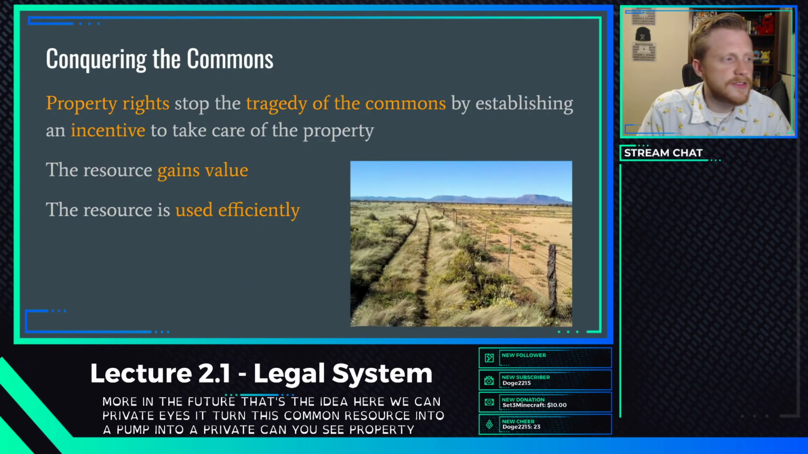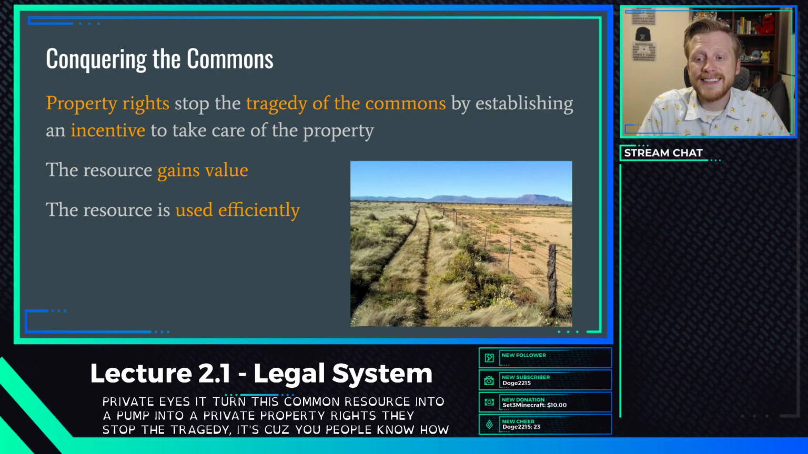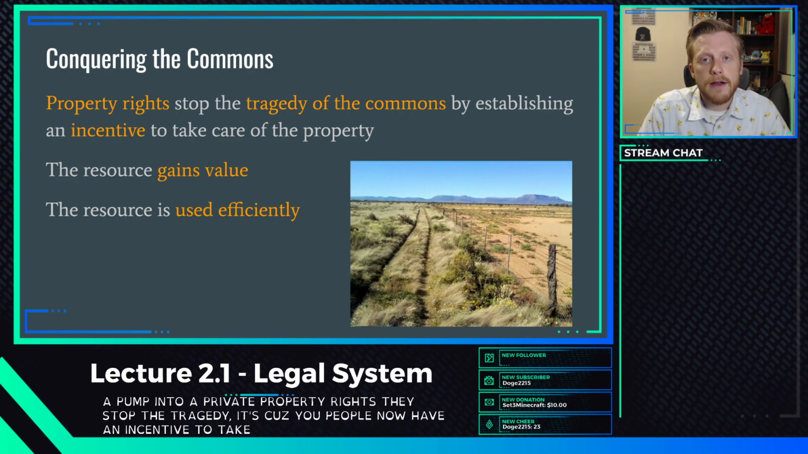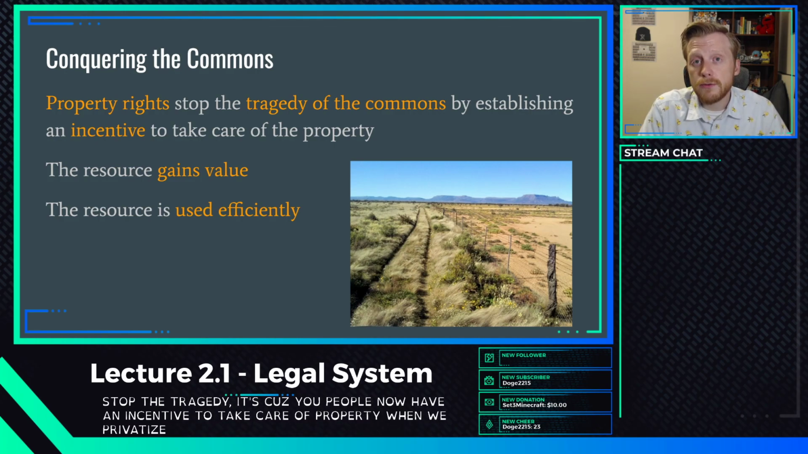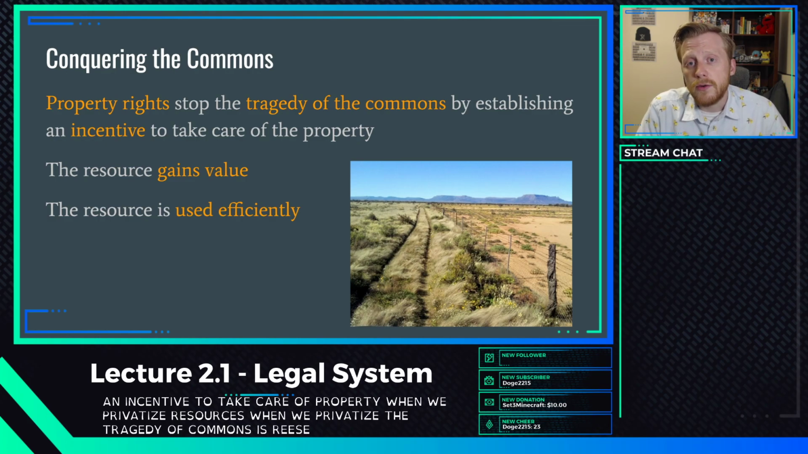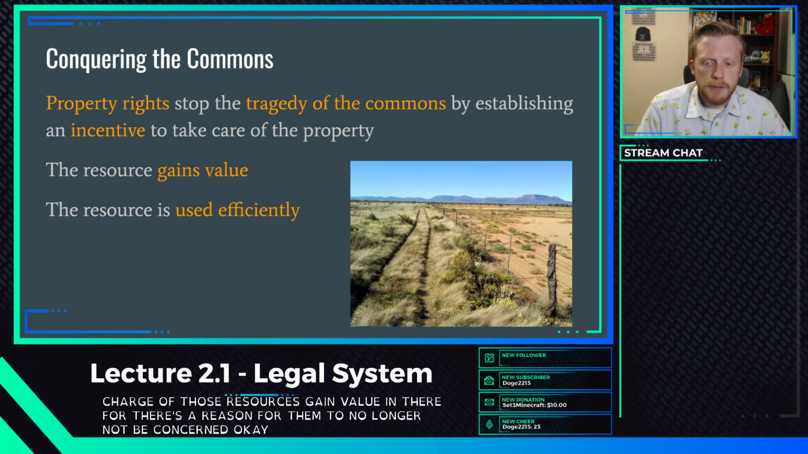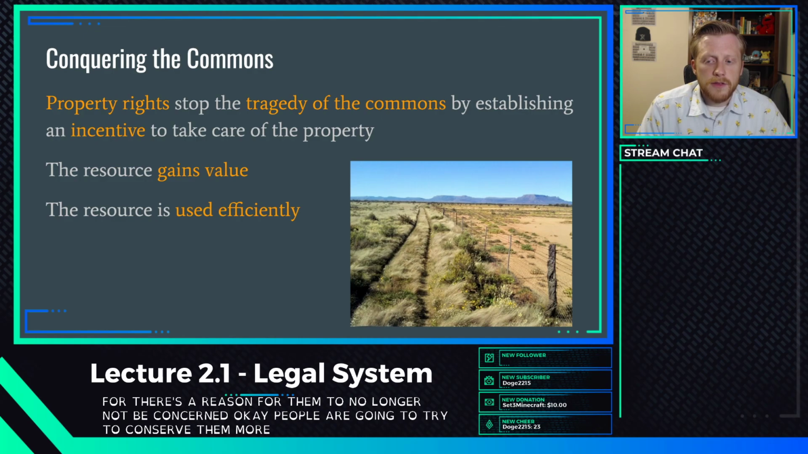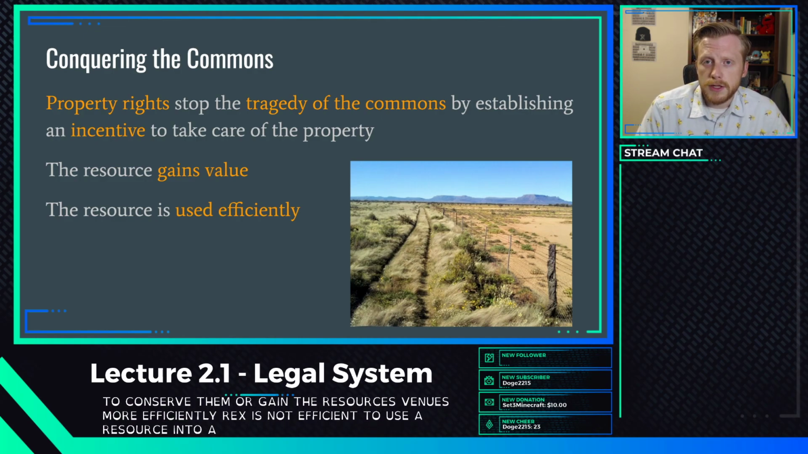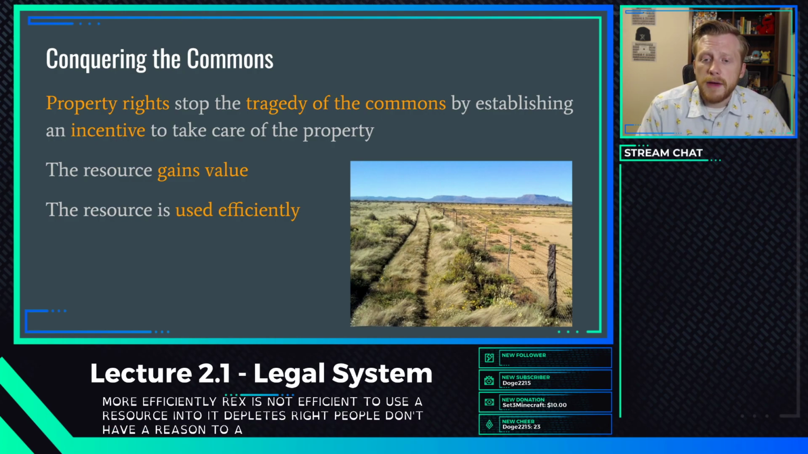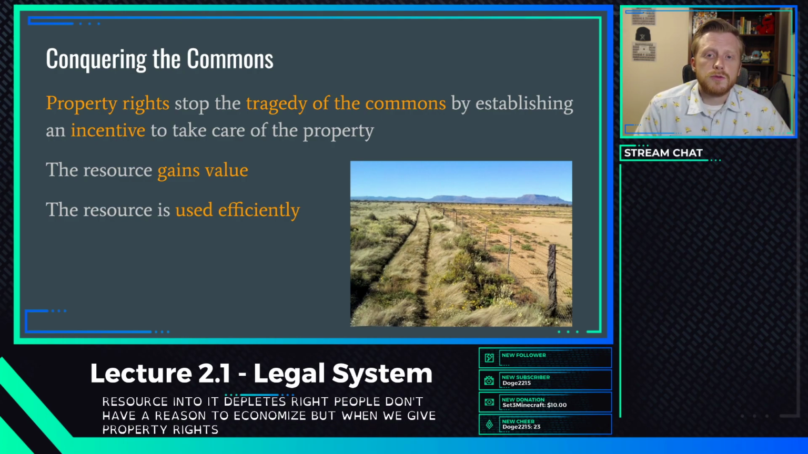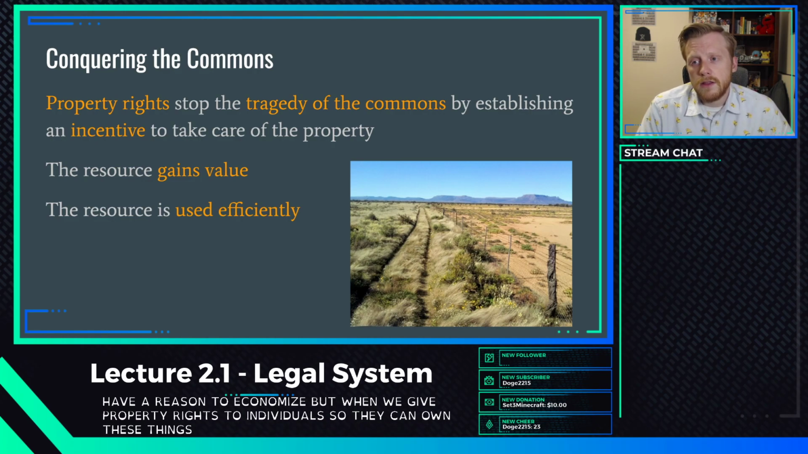You see, property rights stop the tragedy of the commons because people now have an incentive to take care of the property. When we privatize resources, those resources gain value, and therefore there's a reason for them to be conserved, okay? People are going to try to conserve them more, and the resources are then used more efficiently, right? Because it's not efficient to use a resource until it depletes, right? People don't have a reason to economize, but when we give property rights to individuals so they can own these things, they're used more efficiently.